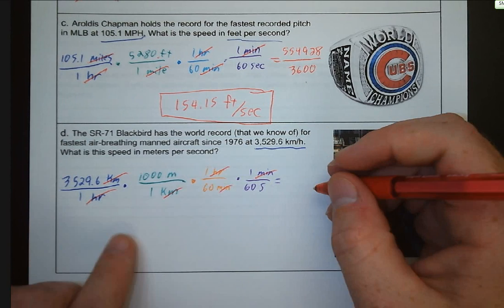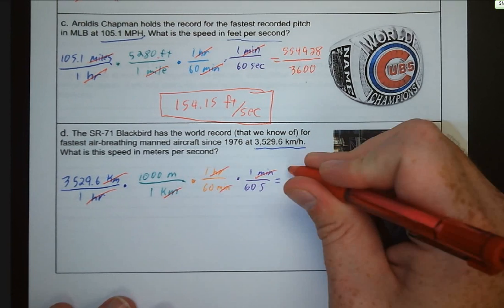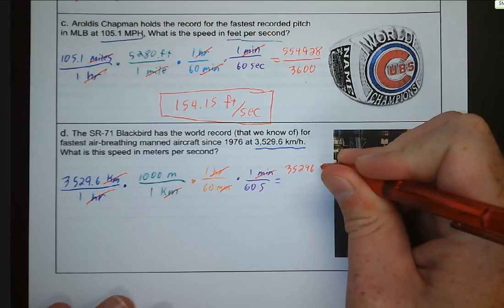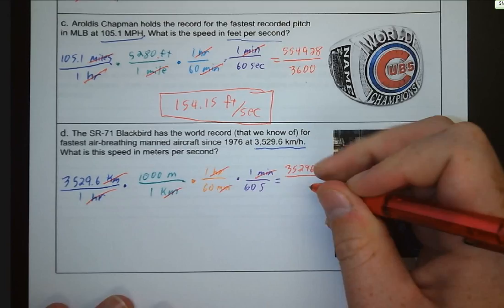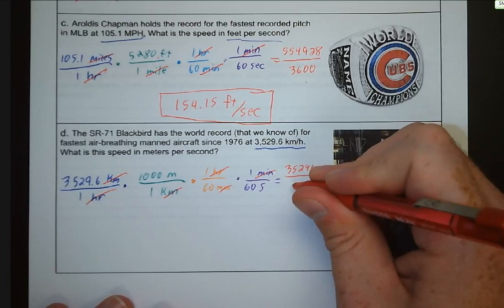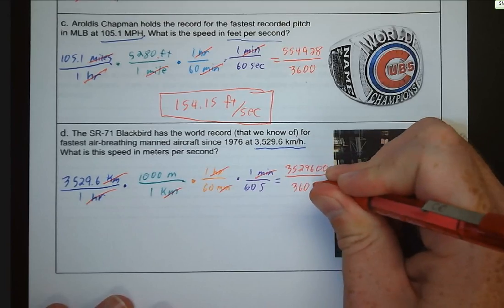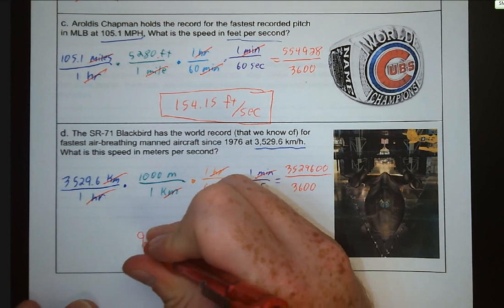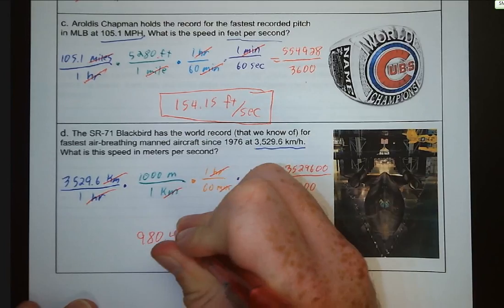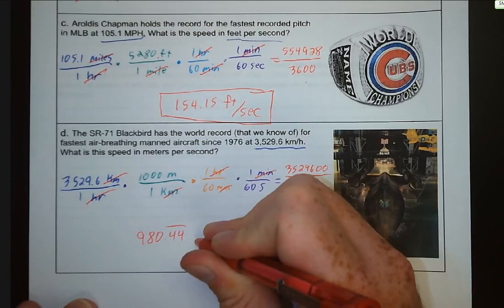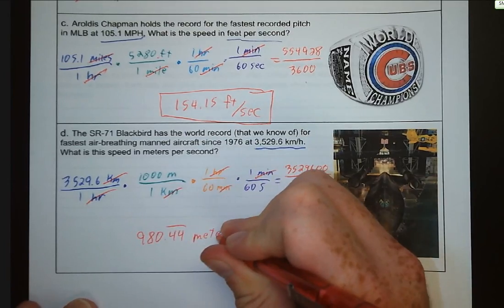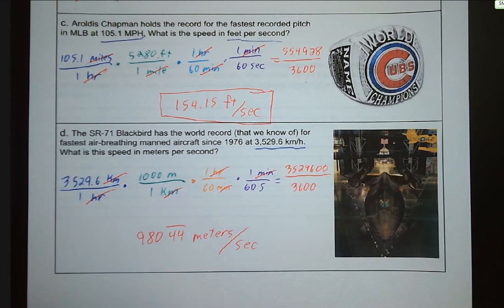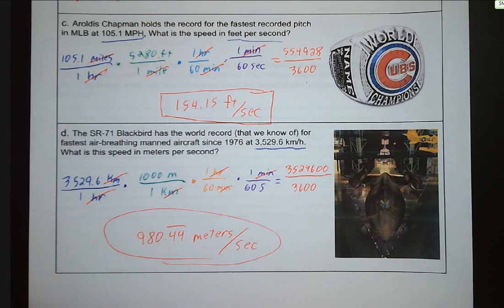Multiply our numerator straight across, and we've got 3,529,600 over 60 times 60, which is 3,600, which when you reduce is 980.44 meters per second. And that's your final answer.